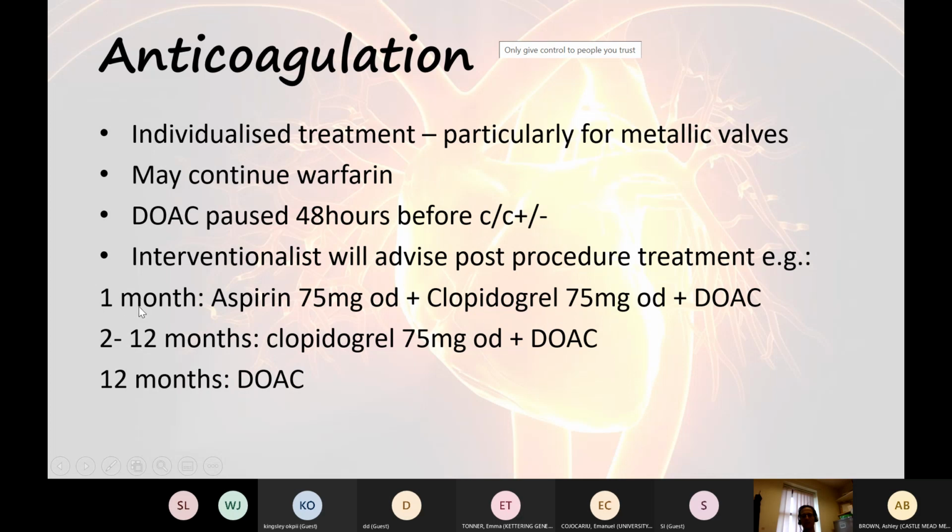Post-procedure, often we give 1 month of aspirin, clopidogrel, and DOAC. So triple therapy, we call that. And then from 2 months to 12 months, we give dual therapy, clopidogrel and DOAC. And after 12 months, it has been shown in the FIRE trial that there isn't any benefit to taking an antiplatelet as well as a DOAC. That just increases the risk of bleeding. So we just give a DOAC after 12 months. But this will be specified by the operator. This isn't something you should have to remember. It should be specified.